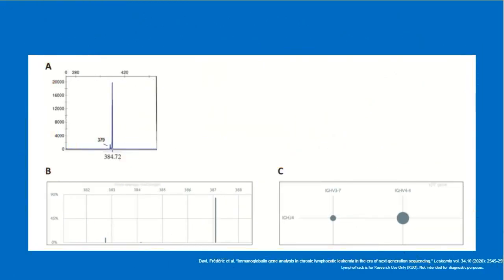The smaller population can also be sequenced. In this case, both were mutated, so it helps us to identify the 2 different clonal processes in this patient.